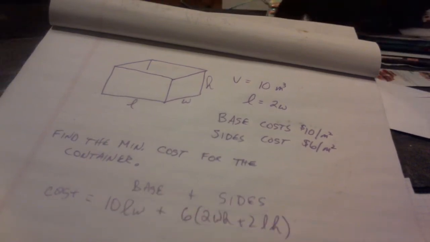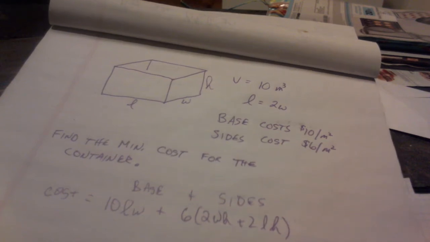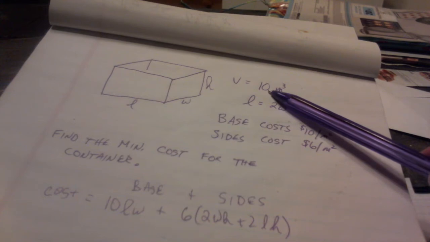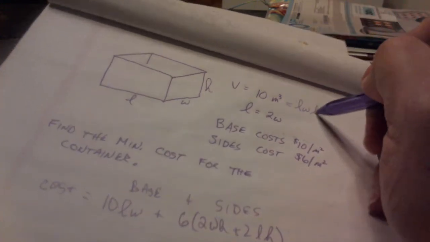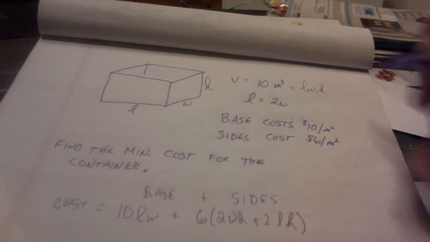So if I could just come up with a way to rewrite H in terms of W, I'd be all set. Well, anybody watching at home should be noticing that we've never used this volume to be 10 cubic meters thing yet. And volume, remember, is equal to length times width times height. So let's start getting our substitutions ready.